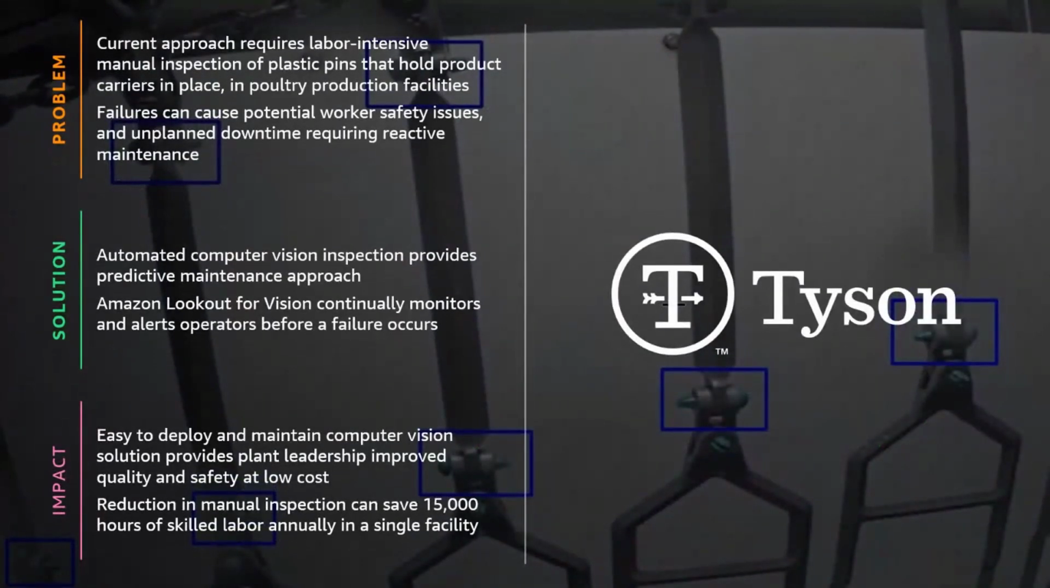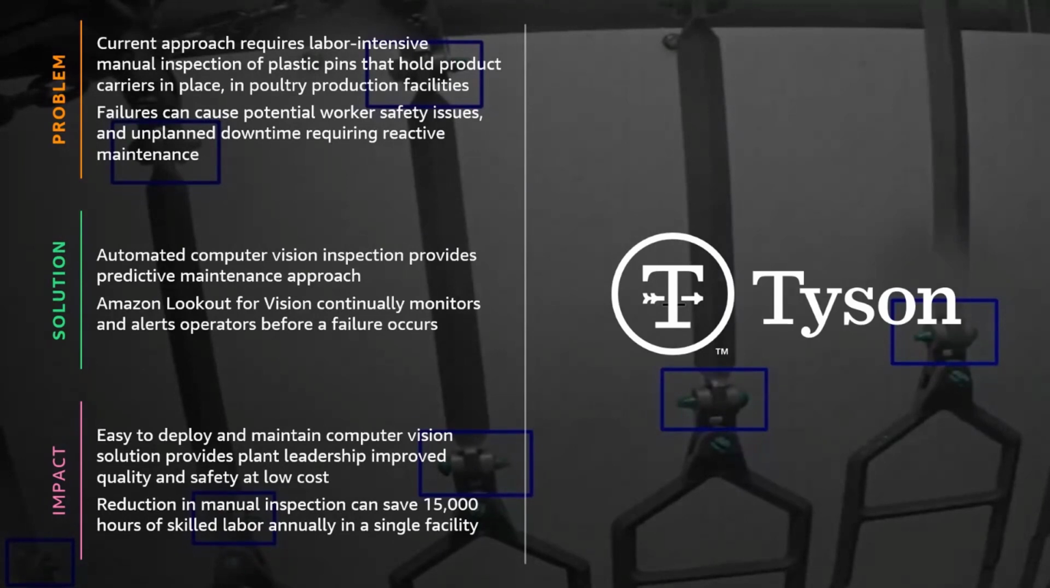One example of a customer who has been seeing success using Amazon Lookout for Vision for quality inspection is Tyson Foods. Tyson Foods, as you may know, is one of the world's largest food companies and a recognized leader in protein and processes millions of pounds of food each week.